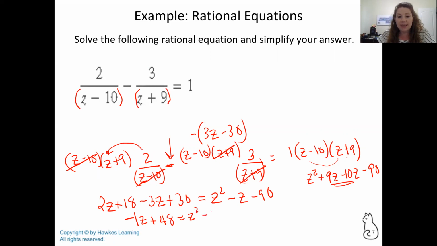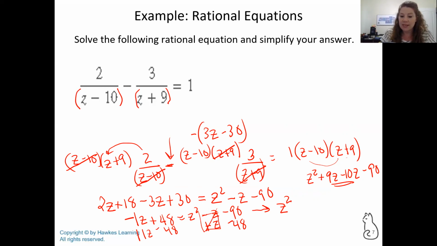Equals z squared minus z minus 90. All right, so I'm going to add 1z and I'm going to subtract 48. So I'm going to bring it over here. I have z squared. My z's right here actually cancel. And then I have negative 90 minus 48 is negative 138 equals 0.